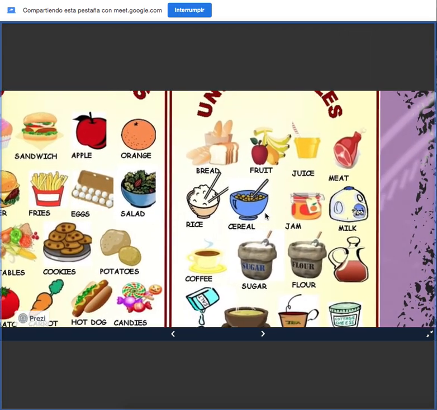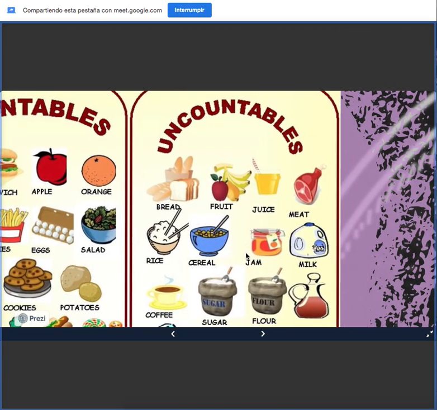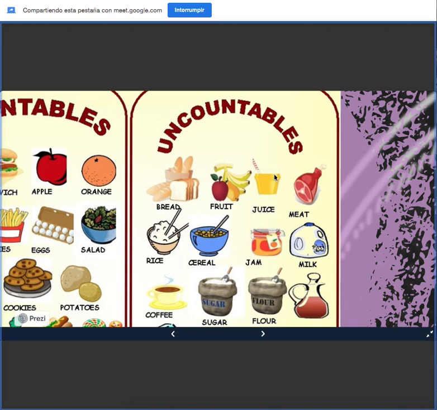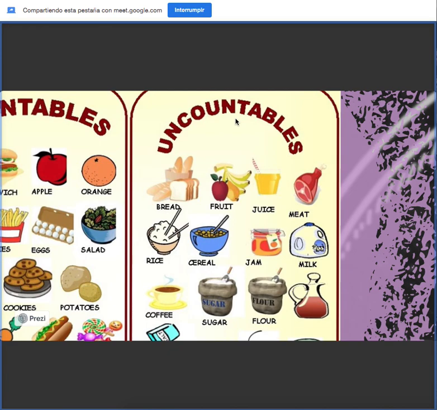What happens with uncountable things? First of all, you have bread. I mean, no matter what, you have bread. Don't forget, bread is uncountable. In the case of fruit, it is not fruit by fruit, not individual, but the general concept of fruit. So it is not countable.